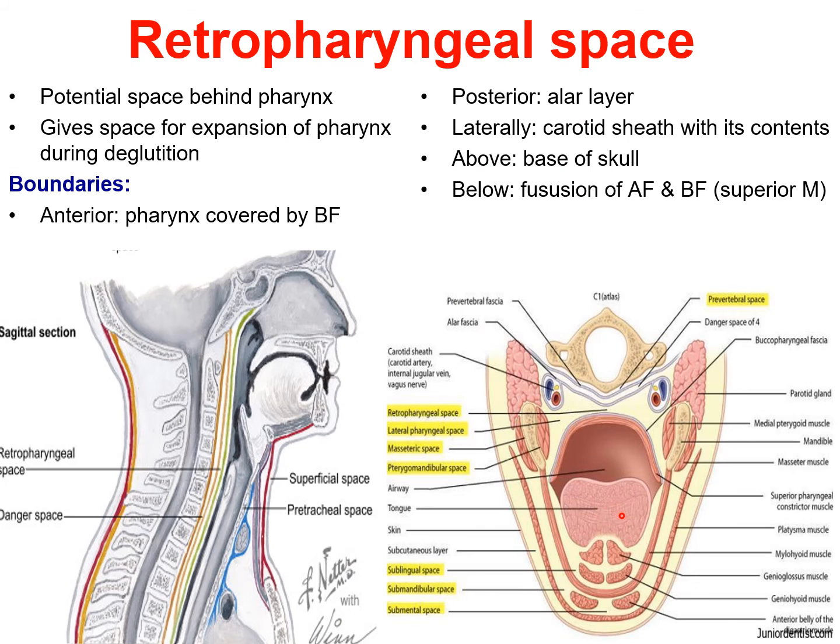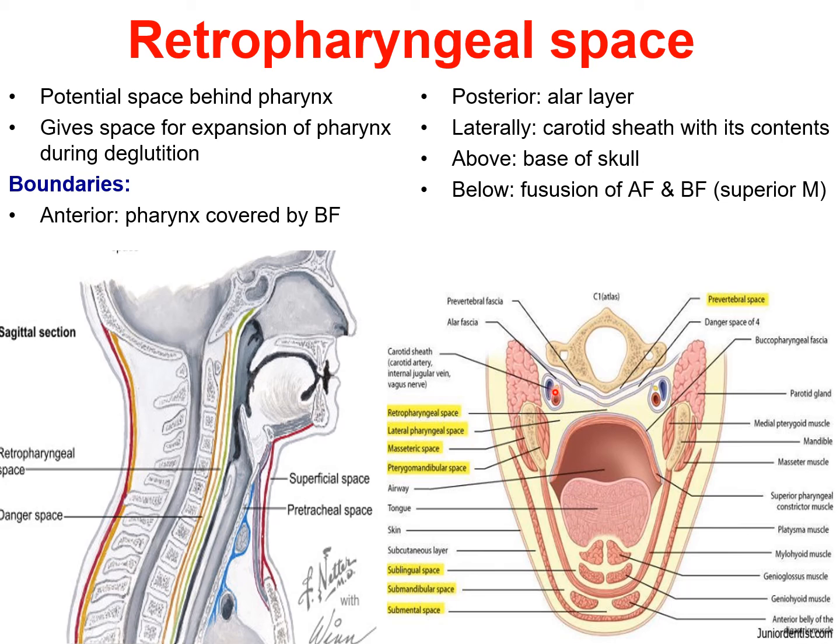So, coming first to the retropharyngeal space. The retropharyngeal space is a potential space behind the pharynx. This space provides expansion of the pharynx during deglutition. In this diagram, notice this is your tongue, this is the posterior end, this is the cervical vertebrae. This is your buccopharyngeal fascia, this is your alar fascia, this is your pretracheal fascia. And this is your retropharyngeal space.